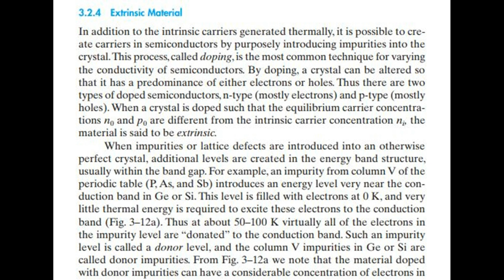This level is filled with electrons at 0 K, and very little thermal energy is required to excite these electrons to the conduction band, Fig. 3-12a. Thus at about 50-100 kelvins virtually all of the electrons in the impurity level are donated to the conduction band. Such an impurity level is called a donor level, and the column V impurities in germanium or silicon are called donor impurities.